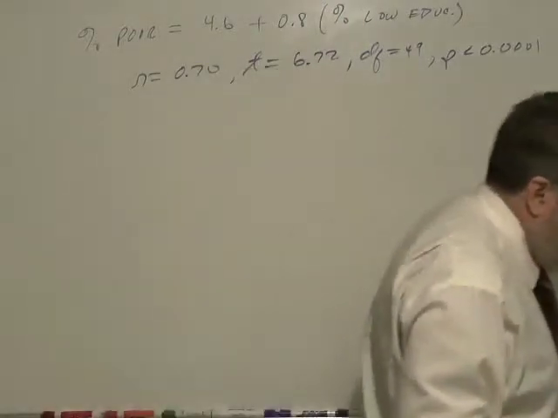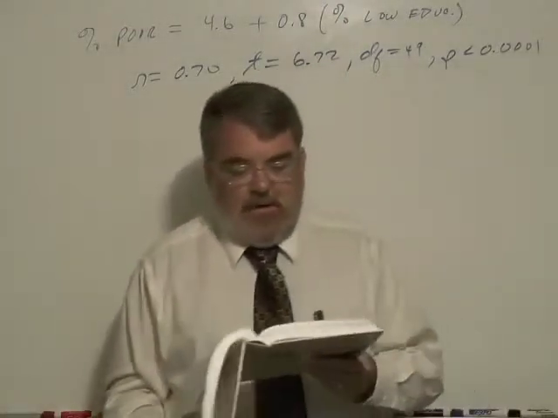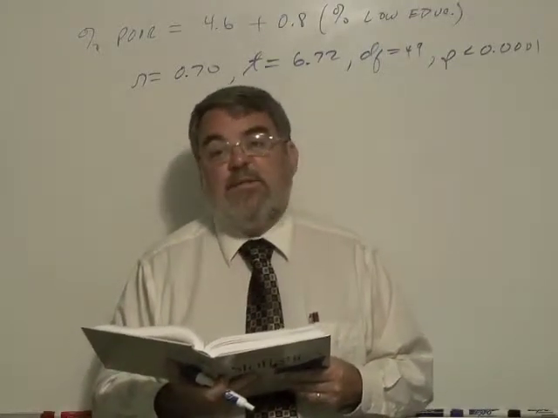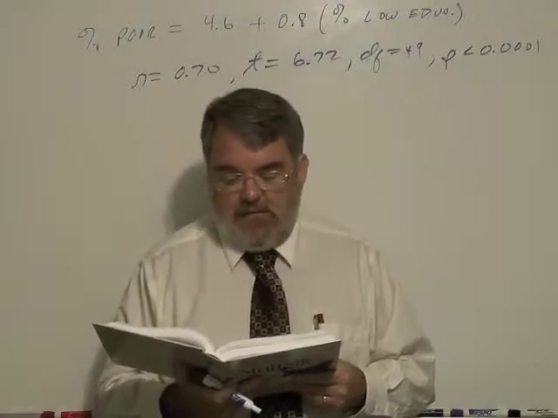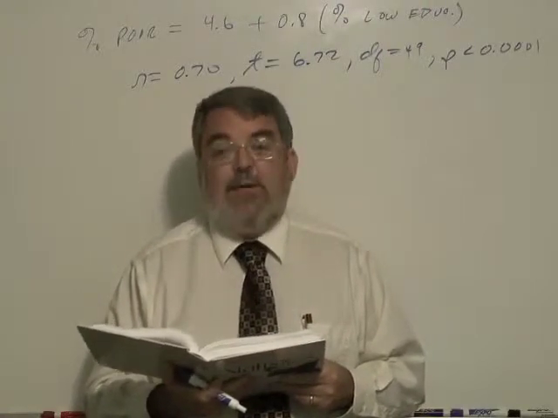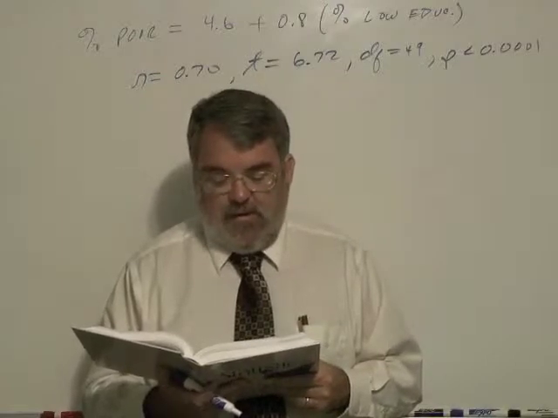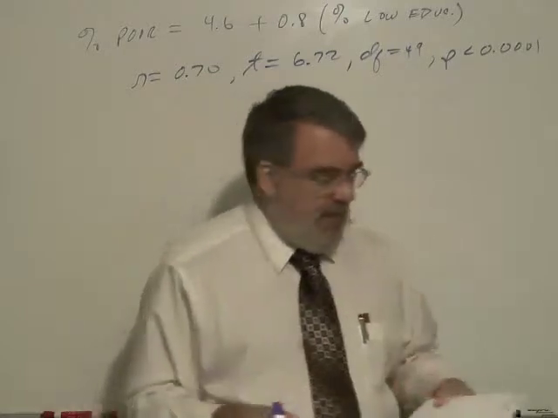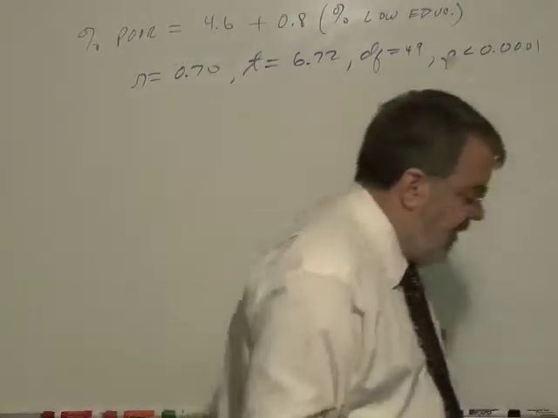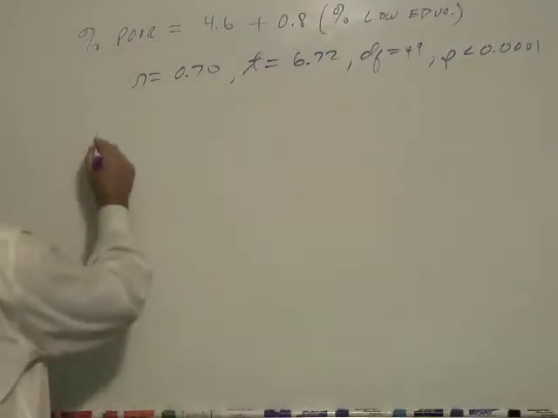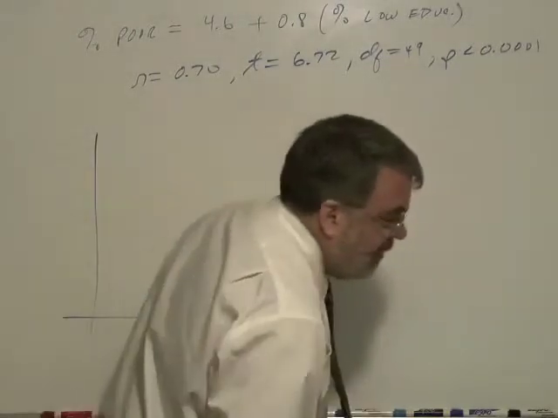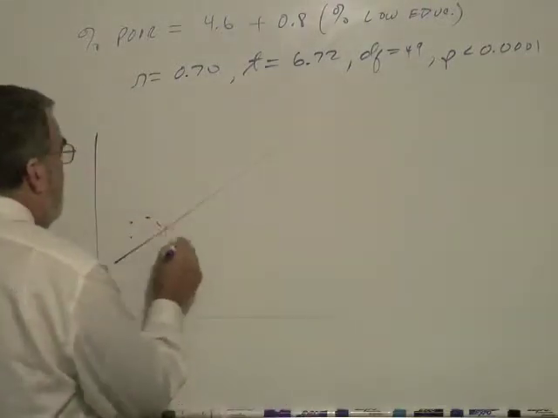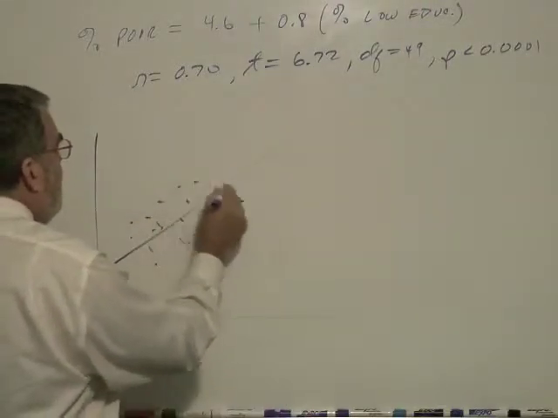So what does part A, what does the value of 0.8, the regression coefficient, tell us? 0.8 is the slope. And it says that for every percent increase in low education, there's a 0.8% increase in the percent of poor. So why don't we skip down to the regression line, which is closer to the bottom of the page. The regression line goes off like this, and there's a lot of dots all over the page.